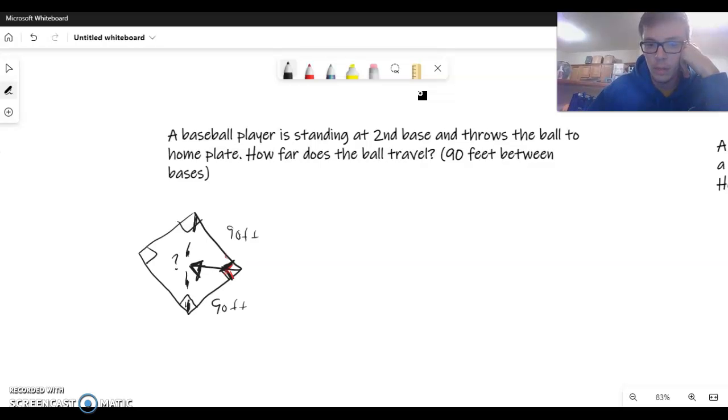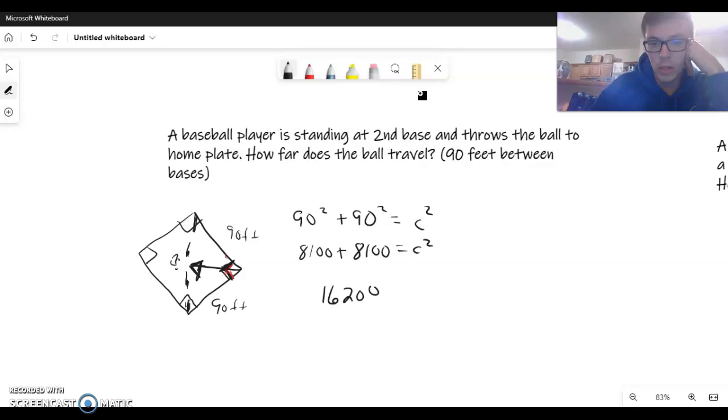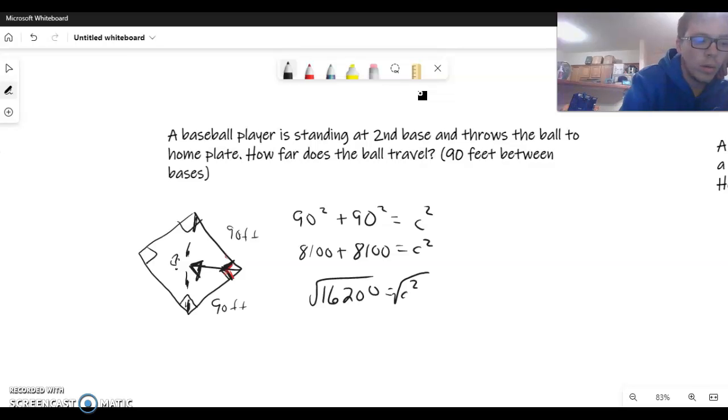So we have to do the same thing here. We have to do leg squared plus leg squared equals hypotenuse squared. So 90 squared plus 90 squared equals the hypotenuse, which I'm going to mark as c, so c squared. Now when solving this, 90 squared is 8100. So we have 8100 plus 8100 equals c squared. Adding those together, we get 16,200 equals c squared. Take the square root of both sides. The square root of 16,200 is 127.